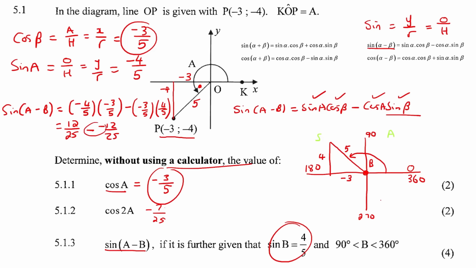And so these are going to end up adding together. So I'm just going to turn that into a plus. And so you're getting 24 over 25.